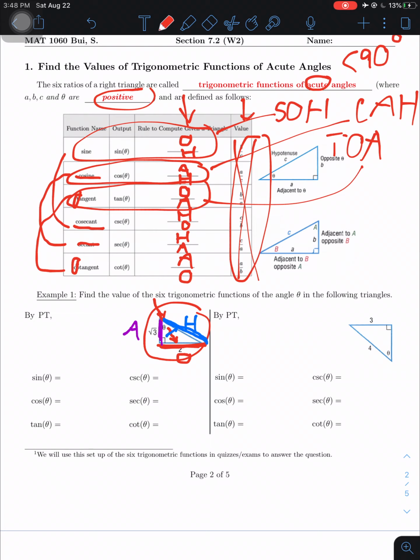Okay, so that's enough of identifying which one is hypotenuse, adjacent, and opposite. So now let's get to the working here. We have SOHCAHTOA. Let's write it down really quick just to remind us.